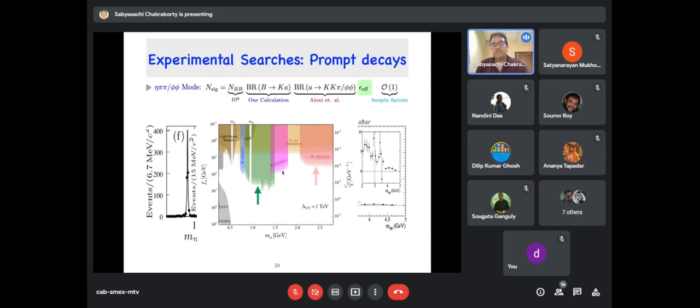The reason for this weird shape is because after a certain point, one branching falls down and the other branching goes up. That gives you a certain structure, something like this. And then experiments also have a cut to look for a specific area. But you can obtain a bound which is comparable to a TeV or so.